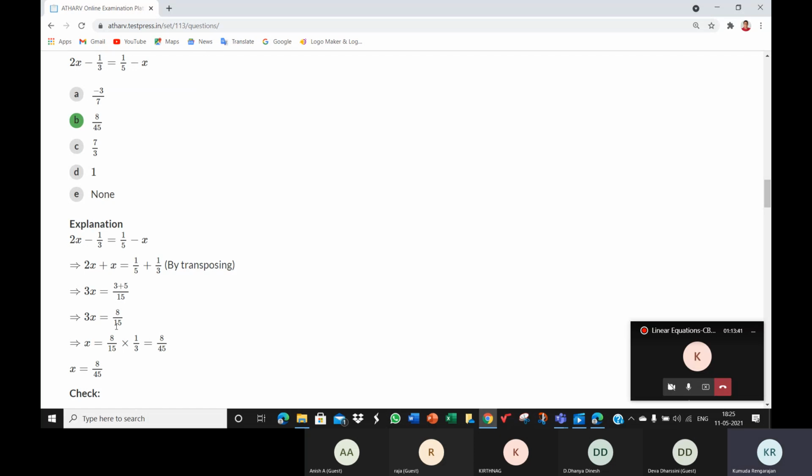So 3x is equal to 8 by 15. Now, what is 3 here? It's into 3 by 1, right? 3x meaning x into 3 by 1. 3 is 3 by 1. Now the 3 will come for division to the other side.